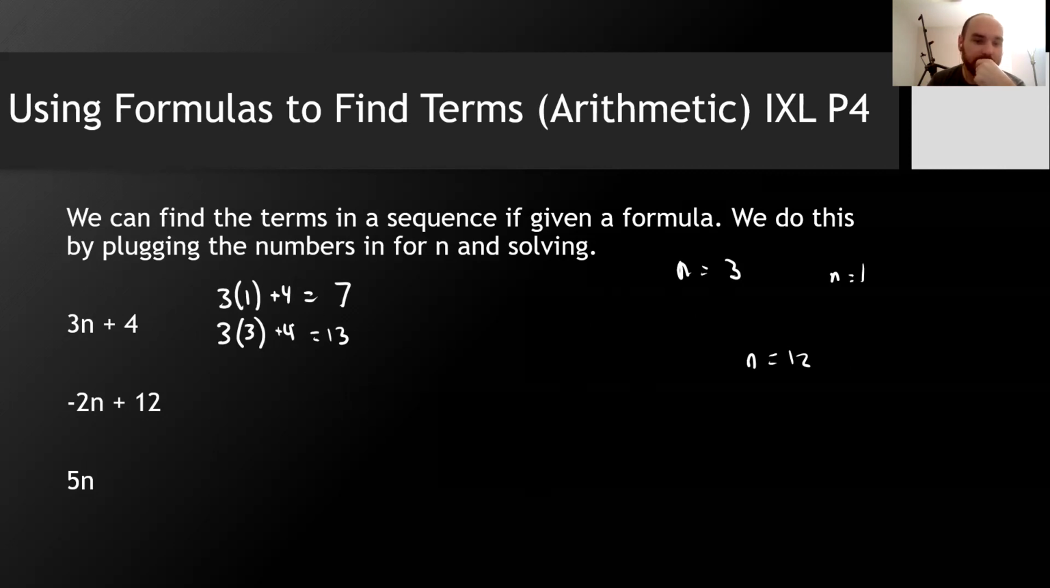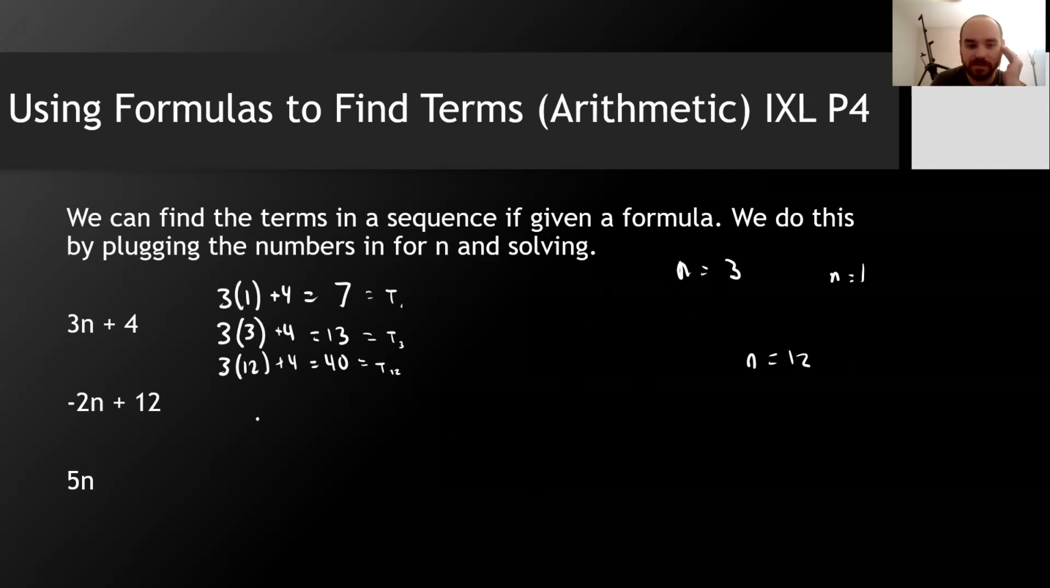And then the last one, if I want to figure out what the 12th term is, I'll have 3 times 12 plus 4. 3 times 12 is 36, plus 4, that gives us 40. So the 12th term in my sequence would be 40. T sub 12 equals 40. T sub 3 equals 13. And T sub 1 equals 7.